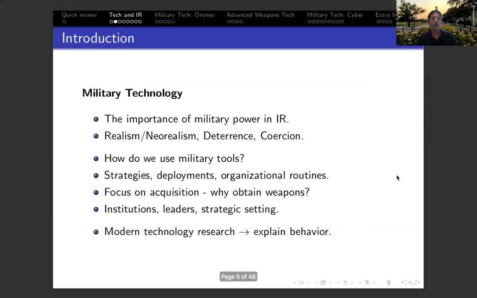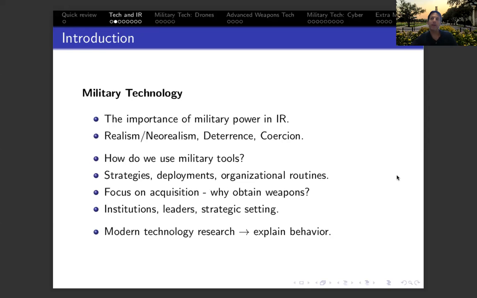So the first question we can think about is, why should we care about military technology? We already know that military power is essential to the conduct of warfare. And many of the different theories that I've talked about in this course so far, whether it is neorealism, realism, the aspects of deterrence or coercion, most of those theories rely on the application of power, in the sense of military power, in order to explain events in the international system.